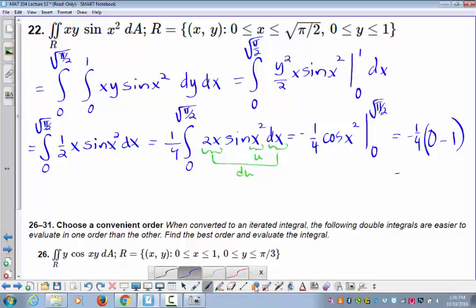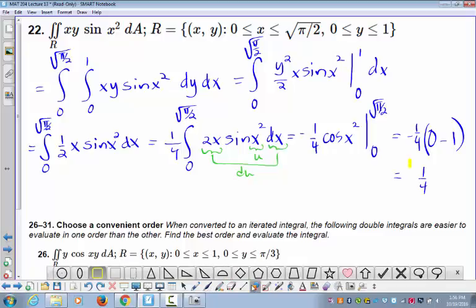One good habit to get into is taking a look back at your function. In this case, it's kind of complicated because you can't really tell, maybe looking at that rectangle. Obviously, because it's got a sine function, you can't tell whether it goes below the xy plane or whether it's all above the xy plane. If it's all above the xy plane, your answer should be positive.